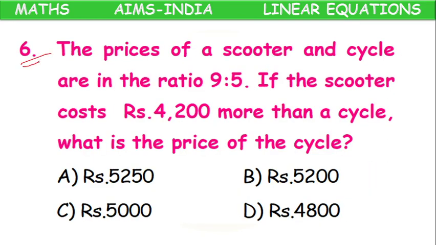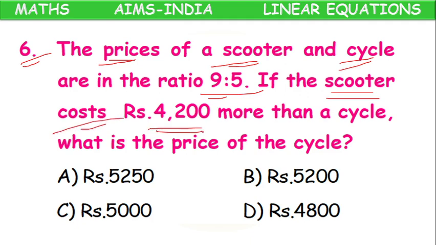Next, sixth question. The prices of a scooter and cycle are in the ratio 9:5. If the scooter costs rupees 4,200 more than a cycle, what is the price of the cycle? So the prices of a scooter and cycle ratio they have given. It is 9:5. If the scooter cost is 4,200 more than cycle, what is the price of the cycle that they are asking?